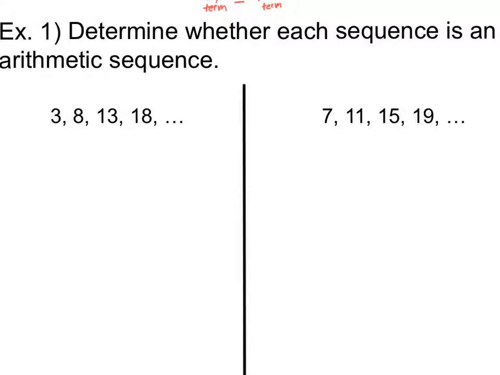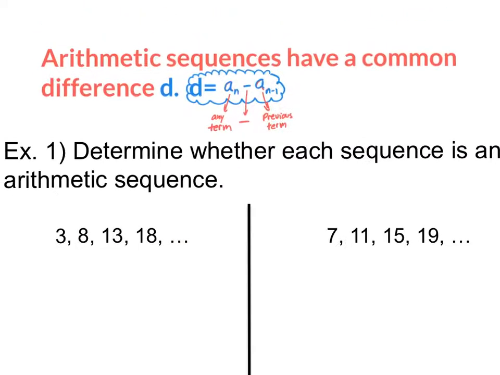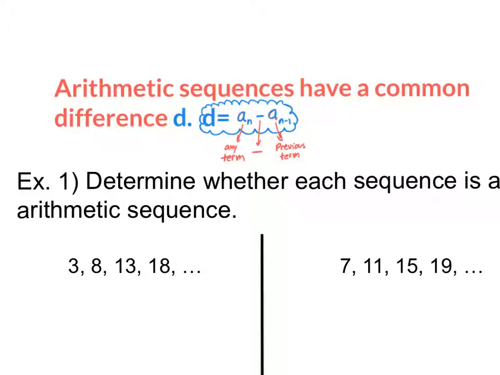So on this next slide, we have a couple of examples. Determine whether the sequence is an arithmetic sequence or not. Okay? So look at this one, 3, 8, 13, 18. What do you guys say? Is this arithmetic? And remember, arithmetic has a common difference. Up here it says, arithmetic sequences have a common difference. What is that? D equals any number minus the number before it. Once again, any number minus the number before it.